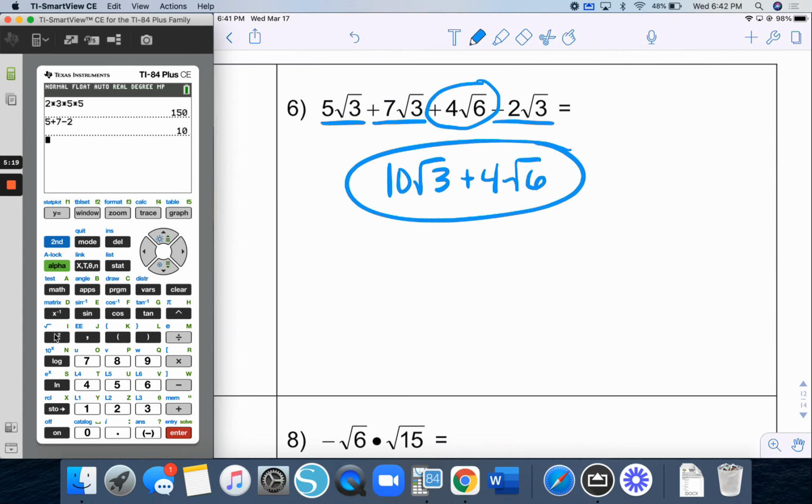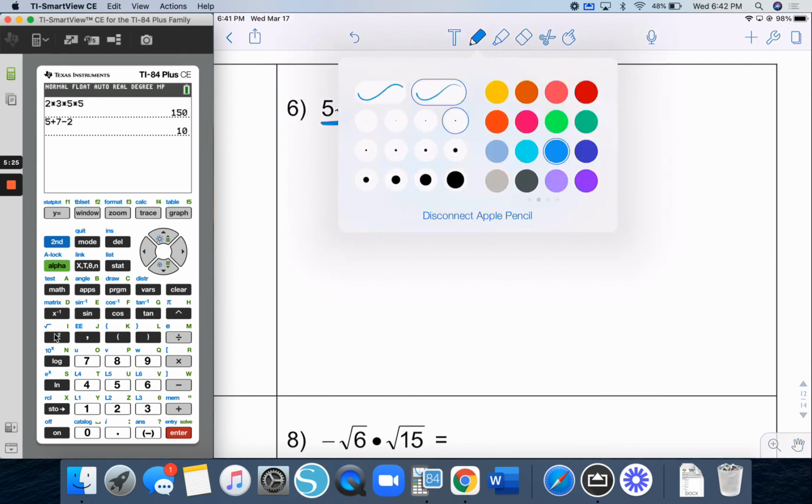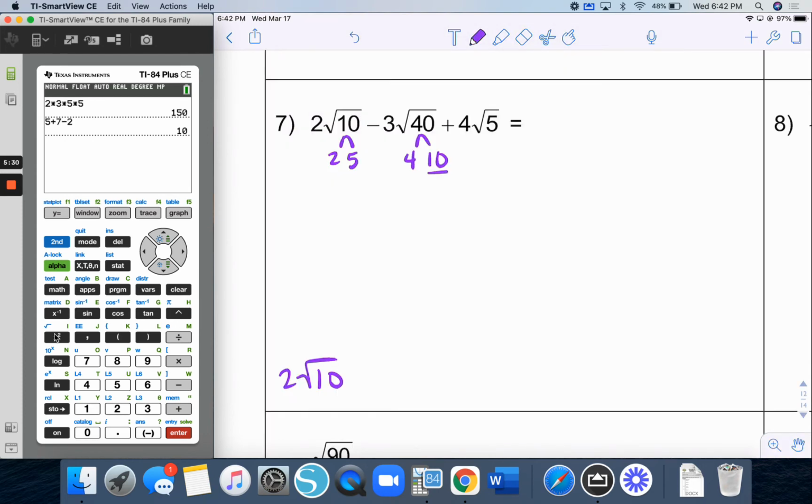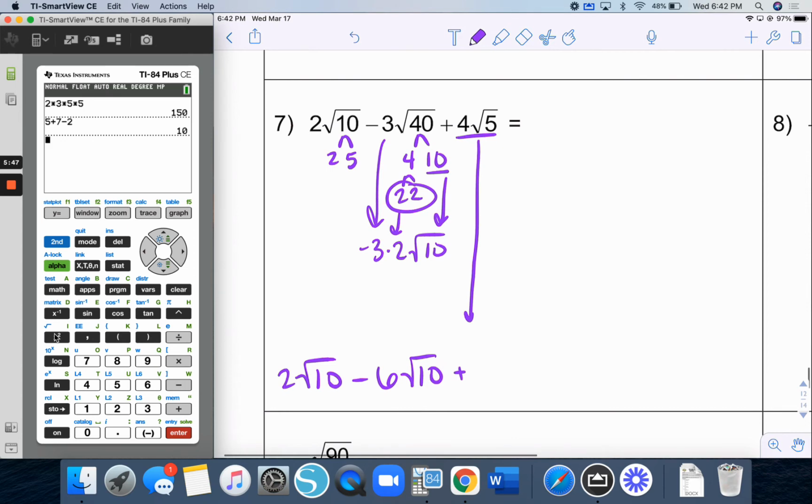Number 7, I'm going to see if I can break these down. 10 does not break down, so I'm going to leave it alone. 40 is 4 and 10. 10 we just said you couldn't break down, but 4 is 2 and 2. So we had a -3 and a 2 and a 10 that's staying on the inside for a total of -6 square roots of 10. And then 4 square roots of 5, that's not going anywhere.